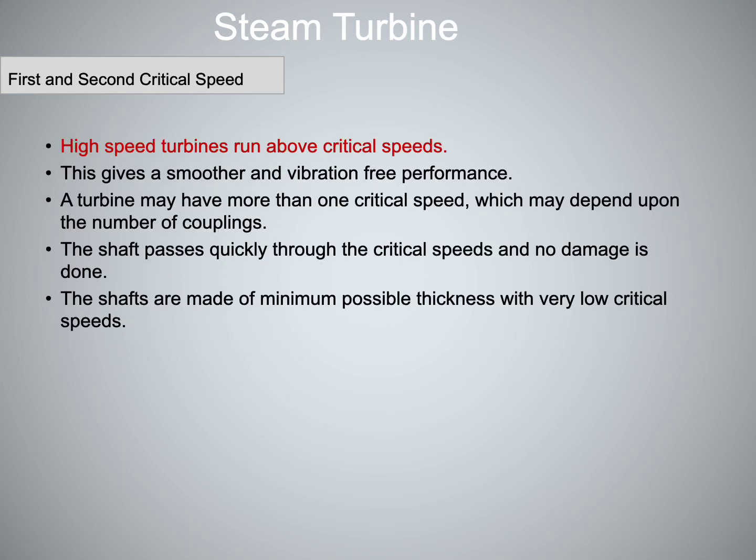First and second critical speed, high-speed turbines run above critical speeds. This gives a smoother and vibration-free performance. A turbine may have more than one critical speed, which may depend upon the number of couplings. The shaft passes quickly through the critical speeds, and no damage is done. The shafts are made with minimum possible thickness for very low critical speeds.